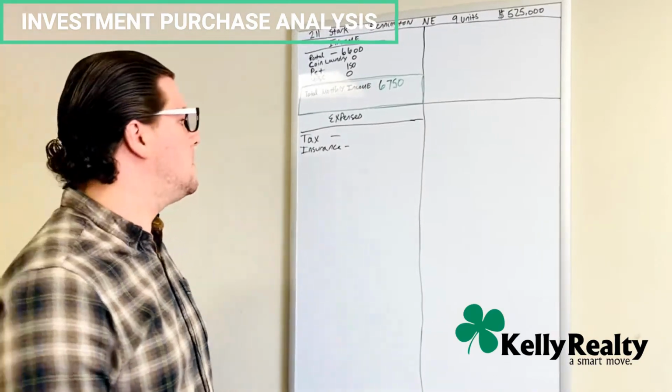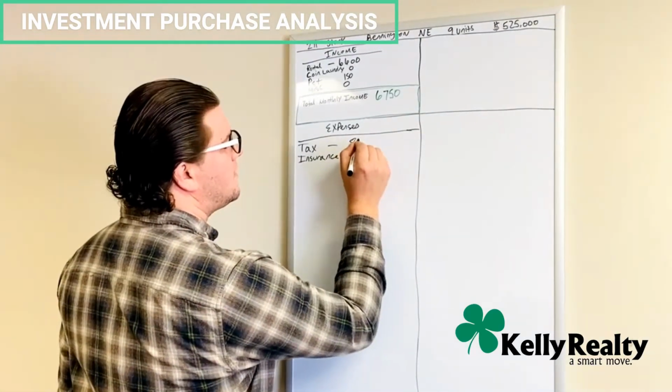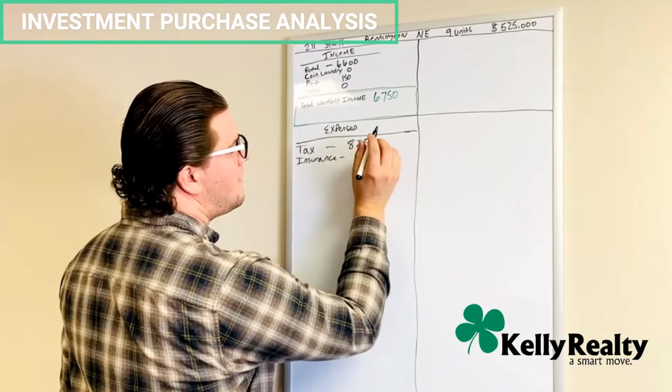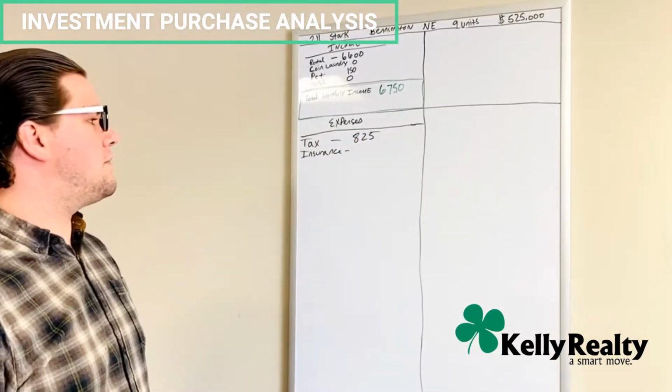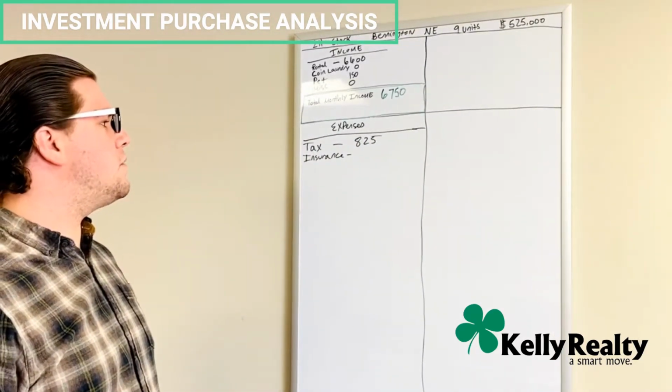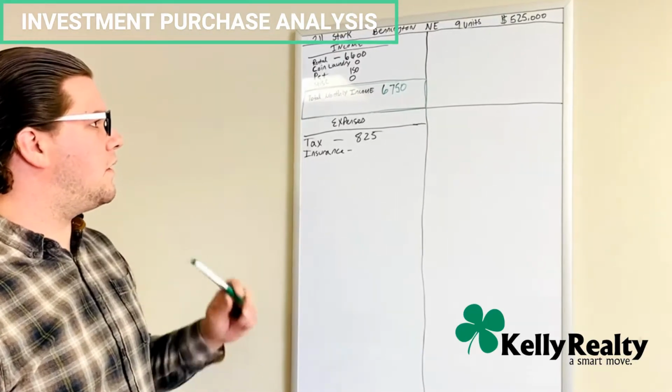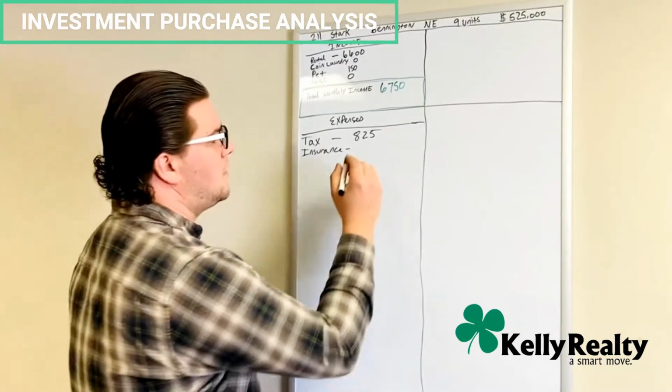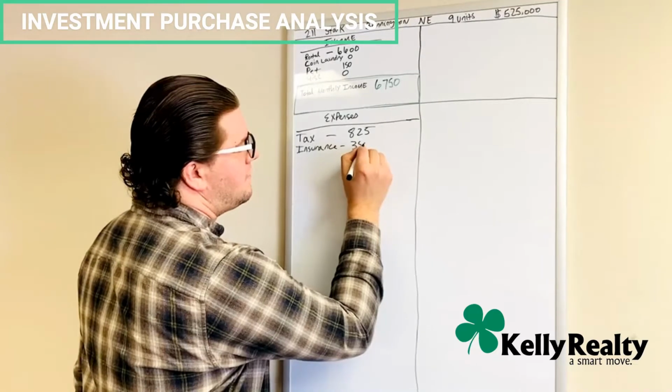The taxes for this property were about $9,900 a year. Divided by 12 will get you $825. Insurance was about $4,200 a year for all 9 units, which is about $350 a month.